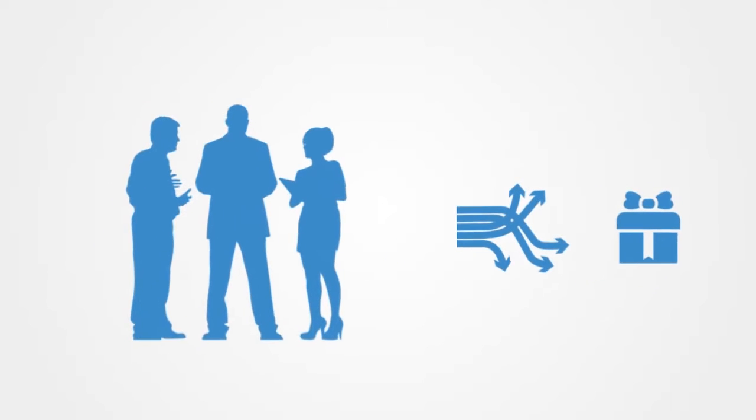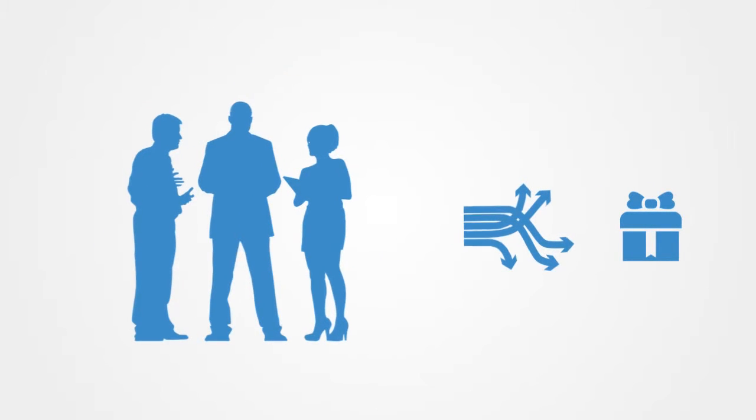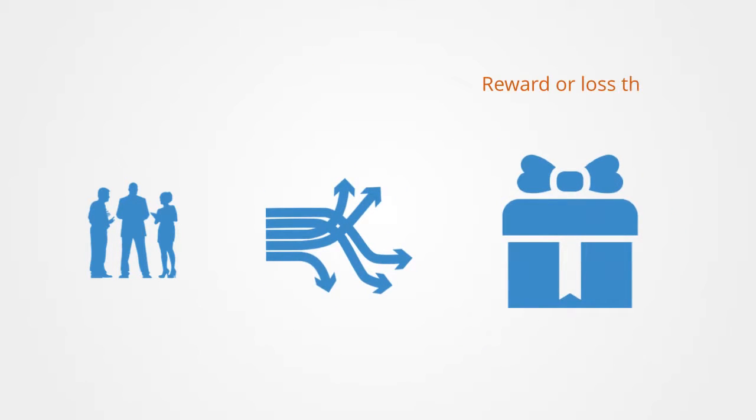A player is a decision maker in the game. A strategy is a specification of a decision for each possible situation in which a player might find themselves. A payoff is a reward or loss that players experience when all the players follow their respective strategies.